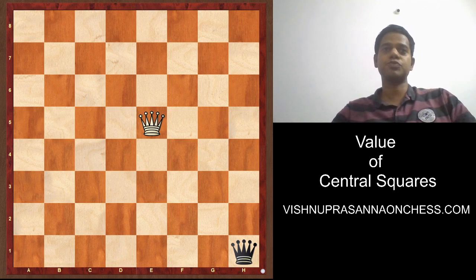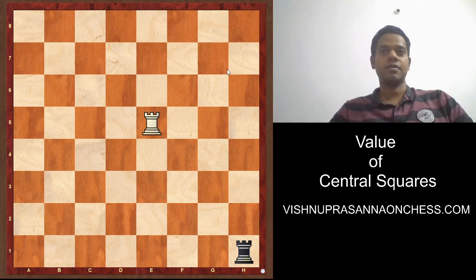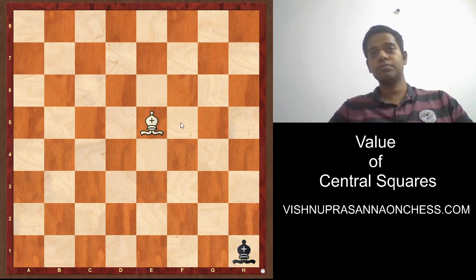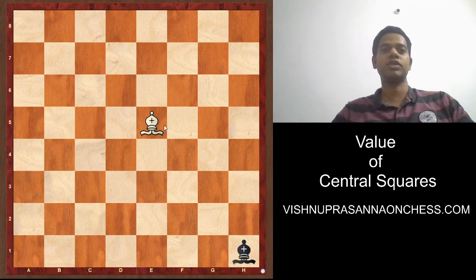The rook is an exception to this, as wherever you place the rook, it controls 14 squares. But as you go to a weaker piece like the bishop, you can see that the difference becomes bigger. The bishop on e5 here controls 13 squares, whereas the bishop on h1 controls only 7 squares. So there is already a significant difference between these two pieces.